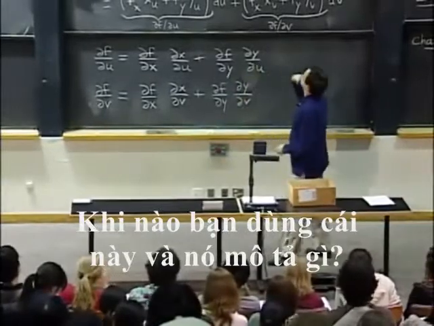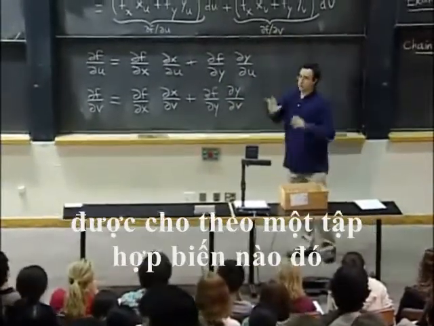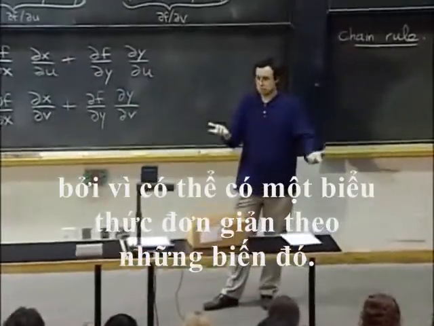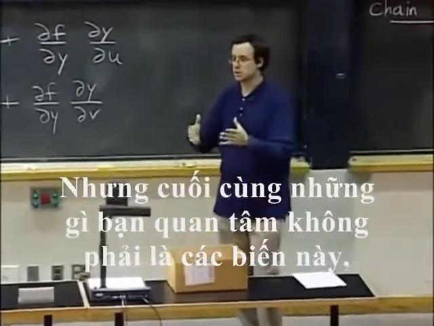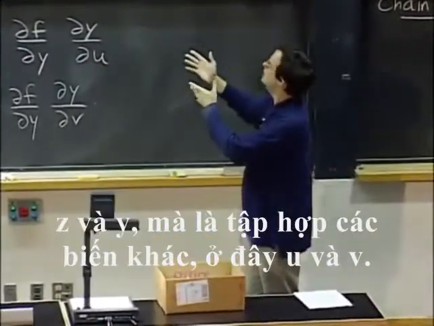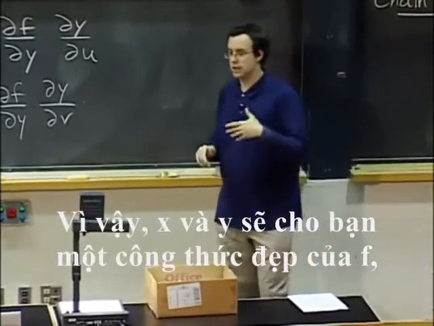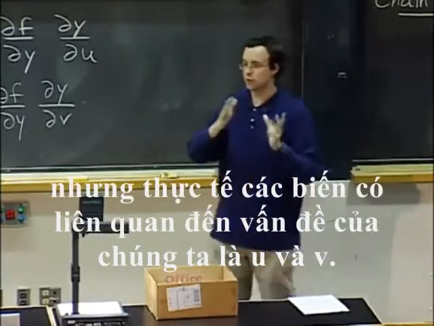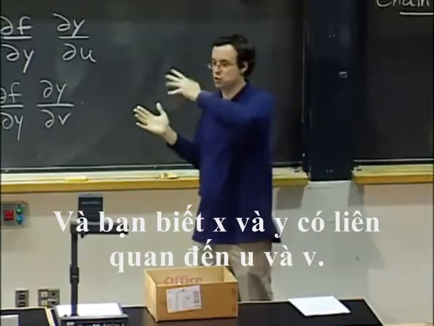So when would you use this, and what does it describe? Well, it's basically when you have a function given in terms of a certain set of variables, because maybe there's a simple expression in terms of those variables. But ultimately, what you care about is not those variables, x and y, but another set of variables, here, u and v. So x and y are giving you a nice formula for f, but actually the relevant variables for your problem are u and v. And you know how x and y are related to u and v.